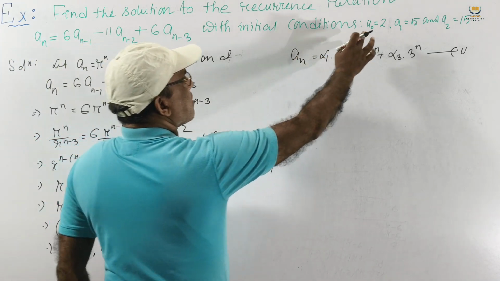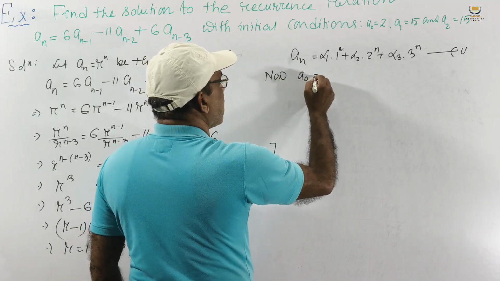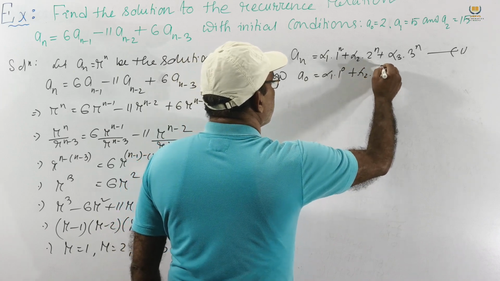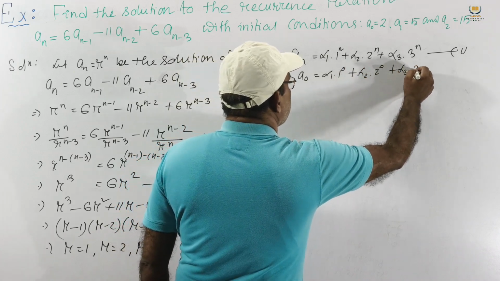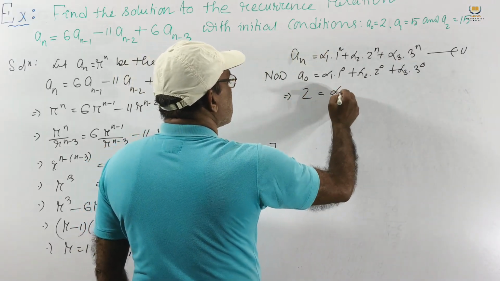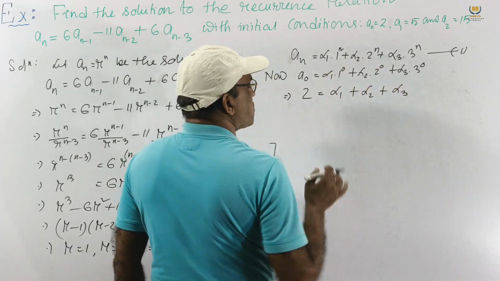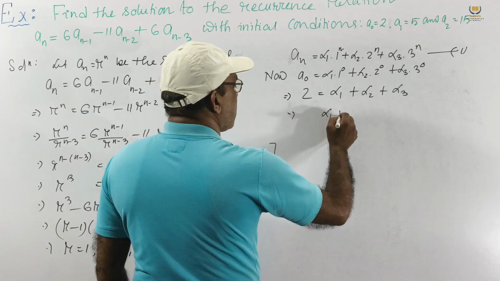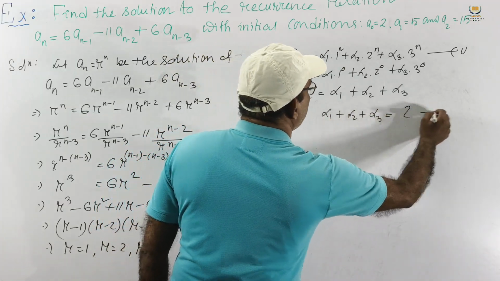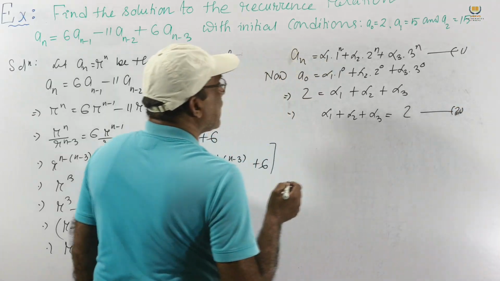Now our initial condition is given, a naught. Now a naught equals alpha 1 into 1 to the power 0, alpha 2 into 2 to the power 0, alpha 3 into 3 to the power 0. And the value of a naught is 2, given. Because something to the power 0 is 1, we get alpha 1 plus alpha 2 plus alpha 3 equal to 2. This is number 2 we consider.